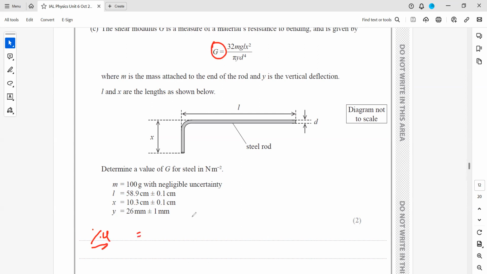32 is there, 32 is constant, so that does not have any effect. Pi is also constant. M is there, G is there. G is the value of gravity, which is also a constant, so no need for that. So the uncertainty is due to M, L, X, and D. So what is the uncertainty in M?